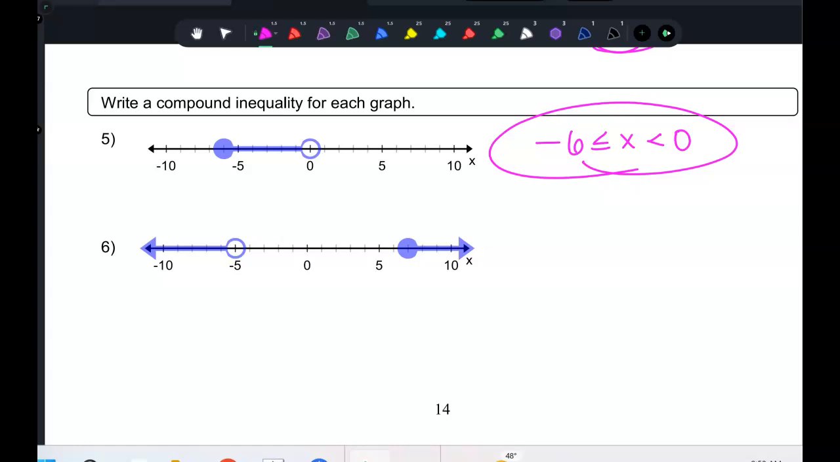Okay, last one and then we'll work on the worksheet. Okay, we want to write the inequality. So what would we write for this one? X is less than -5 or x is greater than or equal to 7.